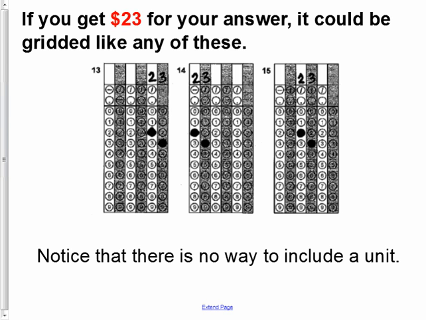So there's nothing we need to put there to show that there was nothing in those columns. So we make sure that if we leave an answer box empty, that whole column is empty. We don't bubble anything in there. Notice that there's also no way to include that dollar symbol as a unit. You're not going to include any units in your answers when you're bubbling on the gridded response section.